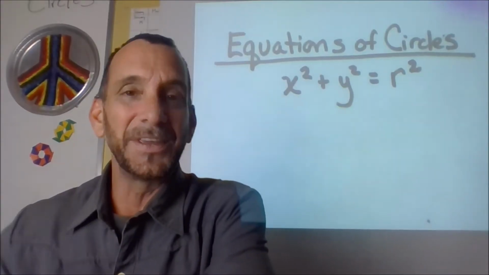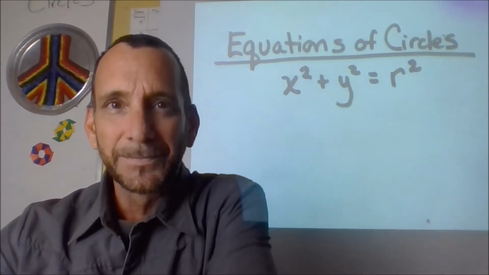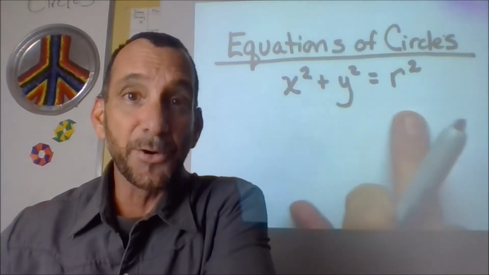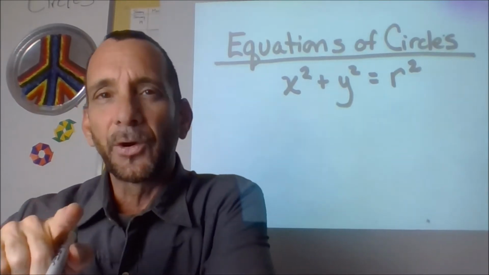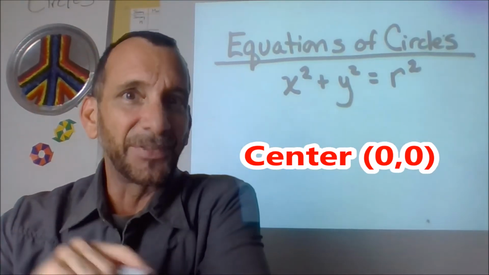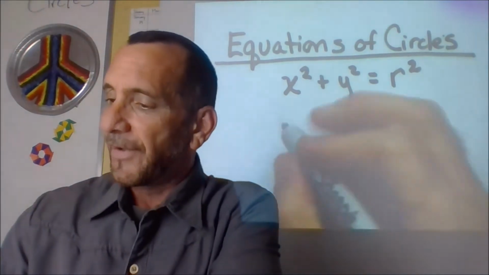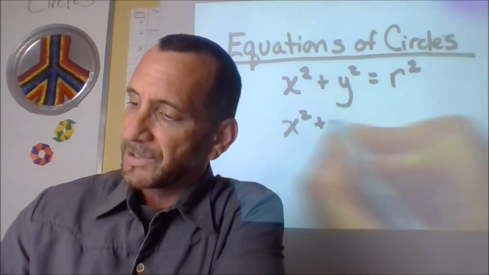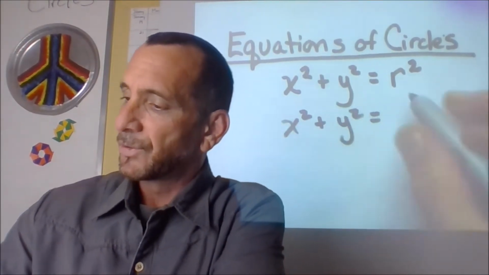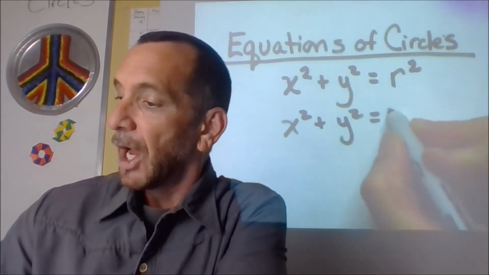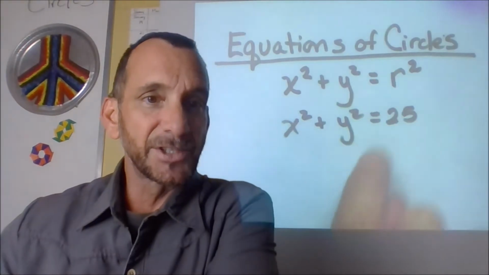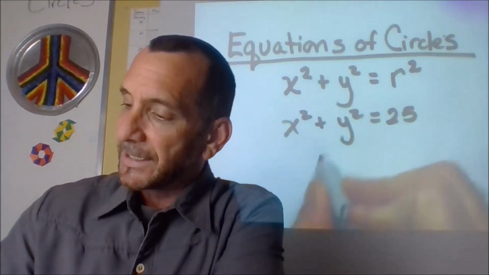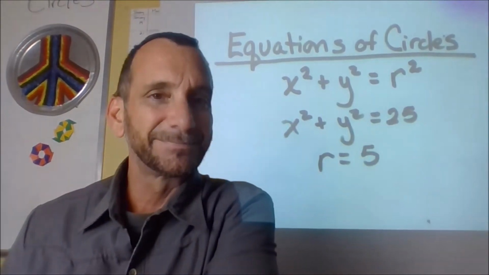Here we are with equations of circles. Now I've written here a standard form of the equation of a circle, and this circle has its center at the origin. So if I were to write x squared plus y squared equals, let's say 25, we know that r squared is 25 and the radius is 5.